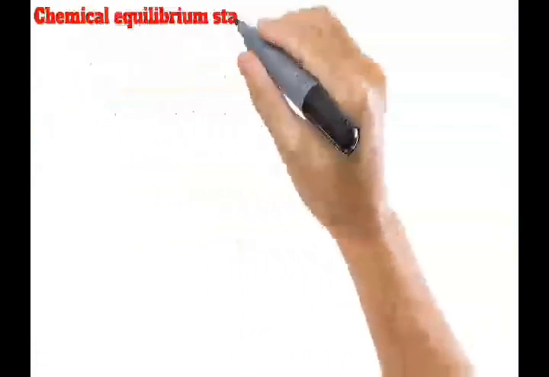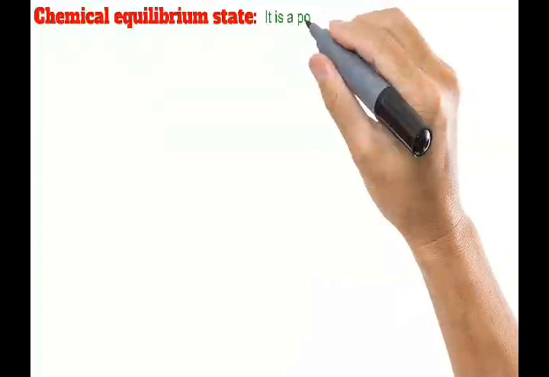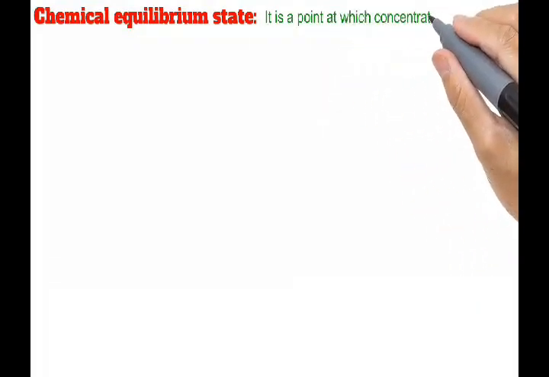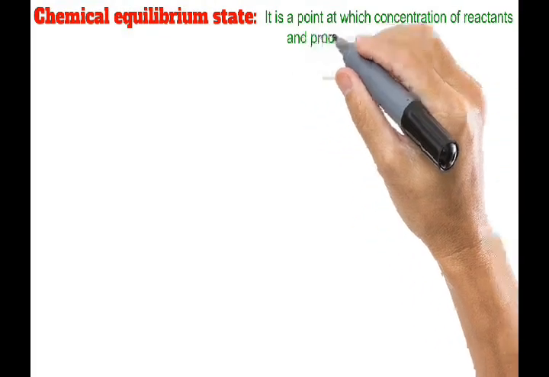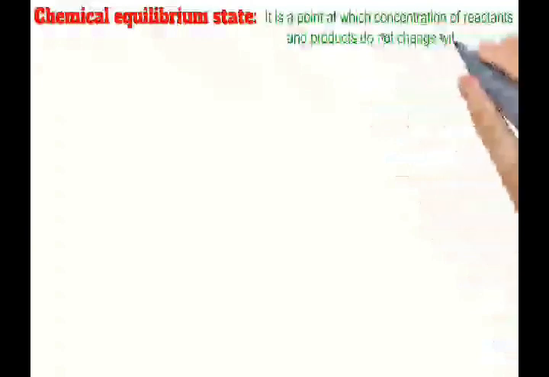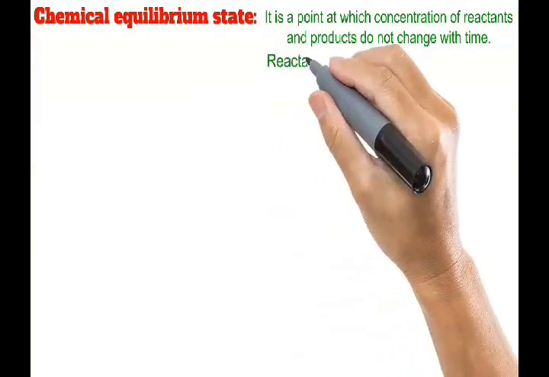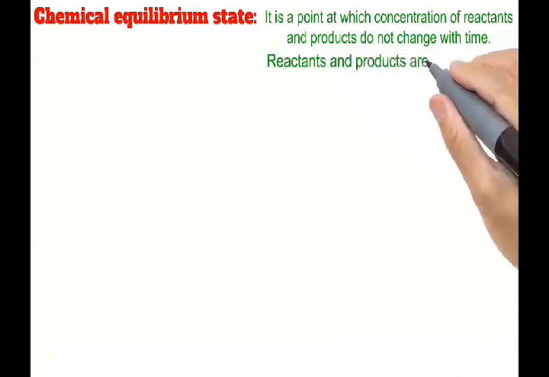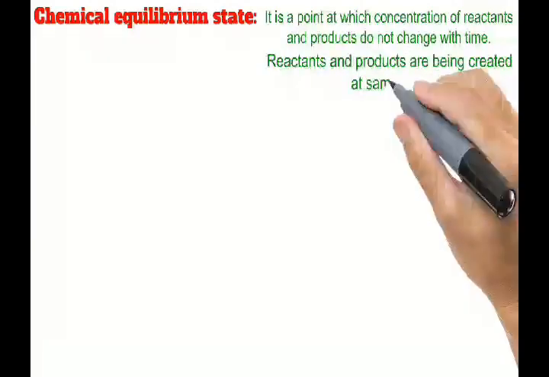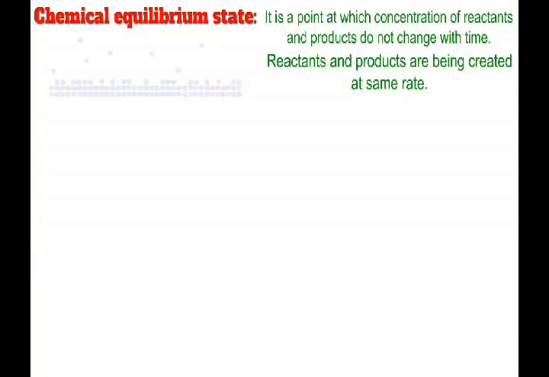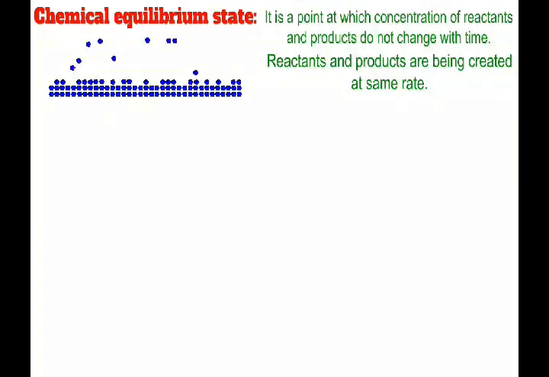Now we will see what is chemical equilibrium state. It is a point at which the concentration of reactants and products do not change with time. Reactants and products are being created at the same rate, and hence the composition of the reaction mixture remains constant.